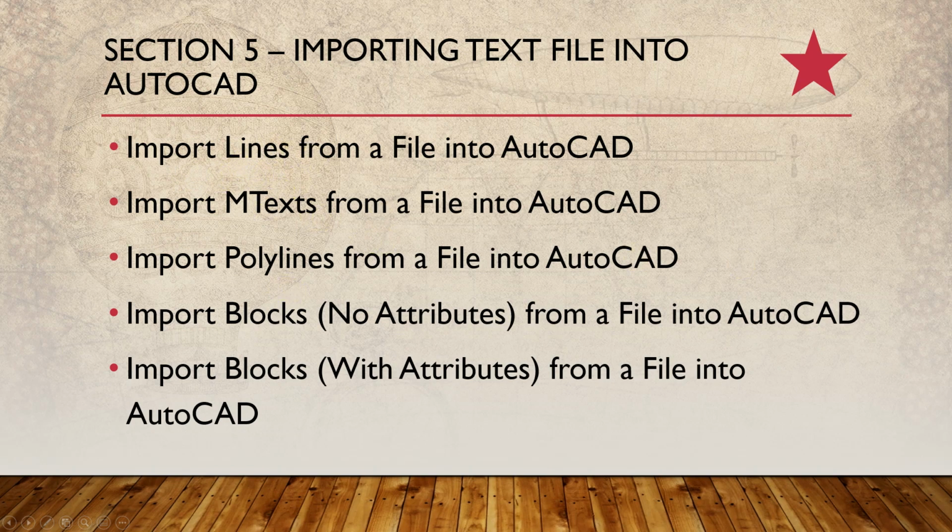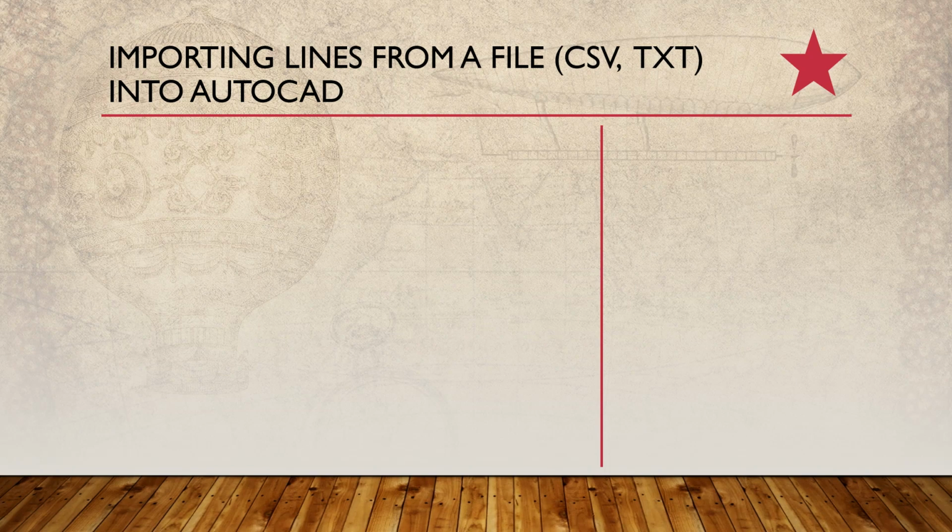I'll see you there. Let us begin with our first task, which is to import lines from a text file, whether it's a CSV or TXT file. In our case, we use the pipe delimited file, which is with a TXT extension. So we will import that file into AutoCAD.